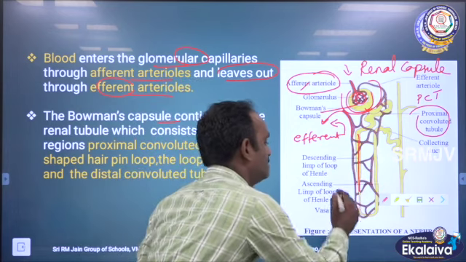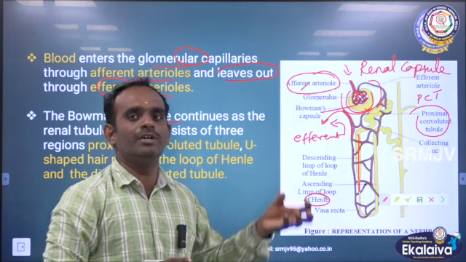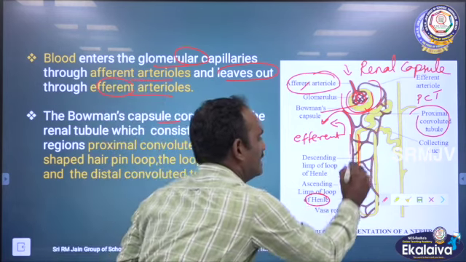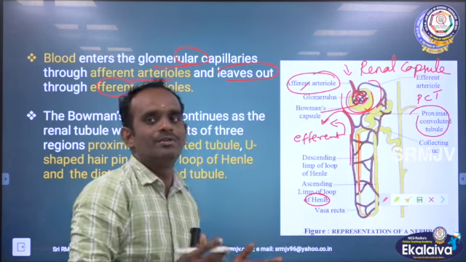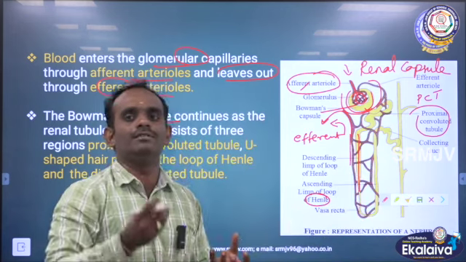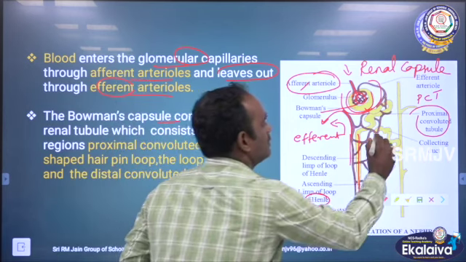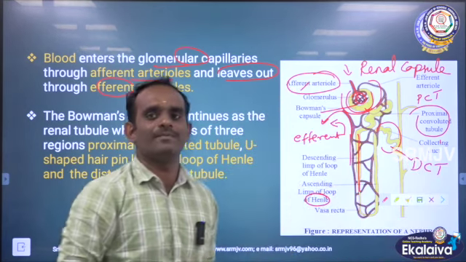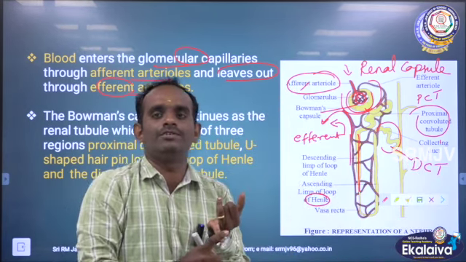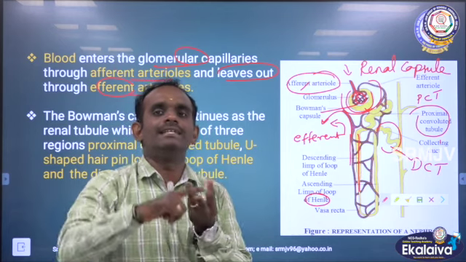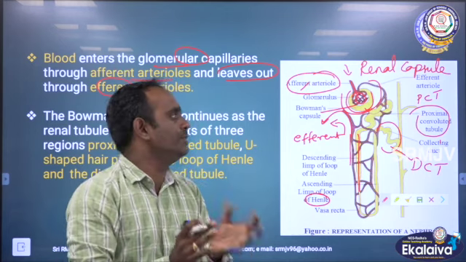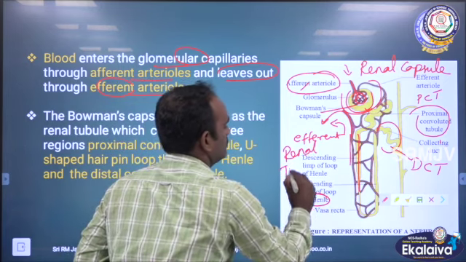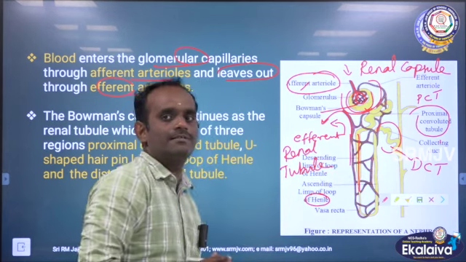This loop was first introduced by Henle, the scientist. So, he named it after his name, loop of Henle or Henle's loop. One limb is said to be descending and another one is said to be ascending. Both these are collectively called as loop of Henle. After that, this is called distal convoluted tubule, DCT. So, proximal convoluted tubule, loop of Henle and distal convoluted tubule collectively called as renal tubule. Clear, children?